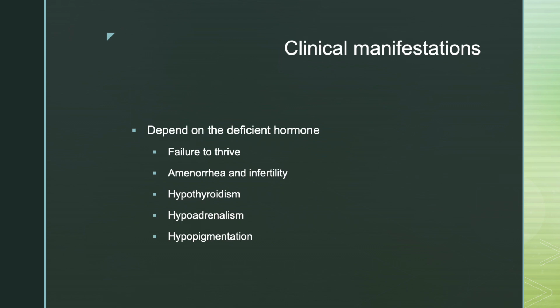Clinical manifestations depend on the deficient hormone: failure to thrive if the major hormone being deprived is growth hormone; amenorrhea and infertility in cases of decreased prolactin or decreased FSH or LH; hypothyroidism if there is decrease in TSH; hypoadrenalism in case there is decrease in ACTH; and hypopigmentation, because again ACTH results in stimulation of melanocytes.